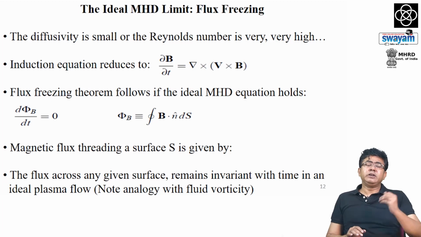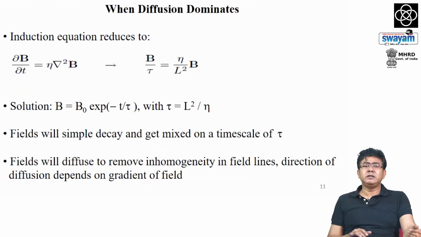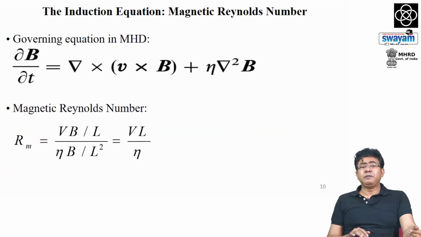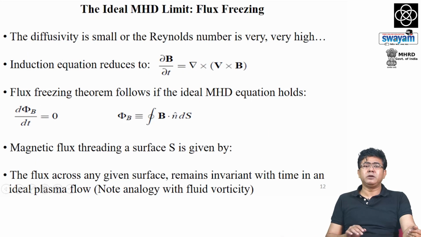Okay. So, we can take the other extreme and see what happens in the domain of very high magnetic Reynolds number. So, Rm is very high, you can essentially then say that, okay, fine, that means my first term here, curl of V cross B, is dominating over the second term. So, I can neglect the second term altogether. My equation reduces to this, del B del t is equal to curl of V cross B, which is right here, right.